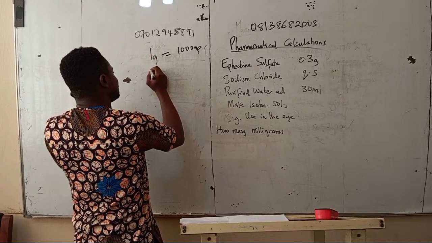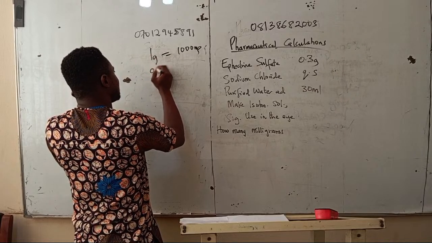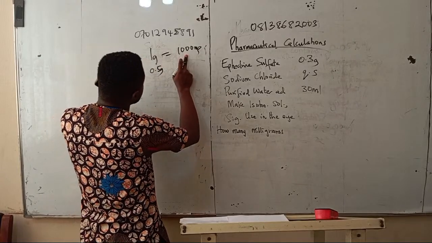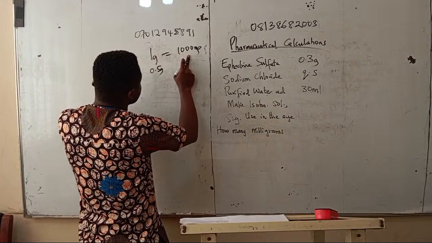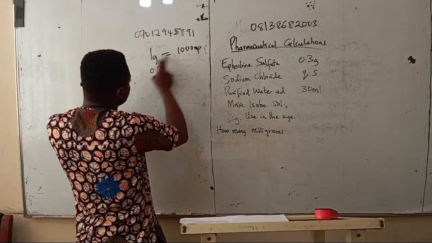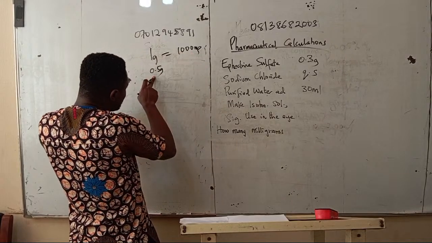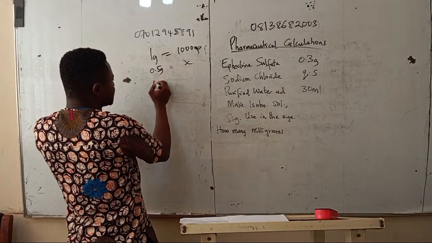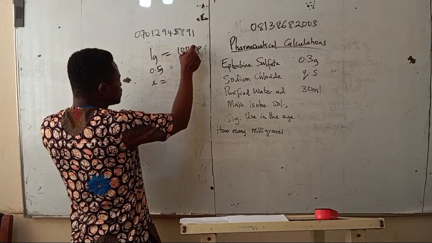Let's assume you have 0.5 gram. If 1 gram is 1,000 milligram, hope you can see me. Can you see what I'm doing? If 1 gram is 1,000 milligram, 0.5 gram is now what? We call it X. We cross multiply. X is now equal to 0.5 gram times 1,000 milligram.